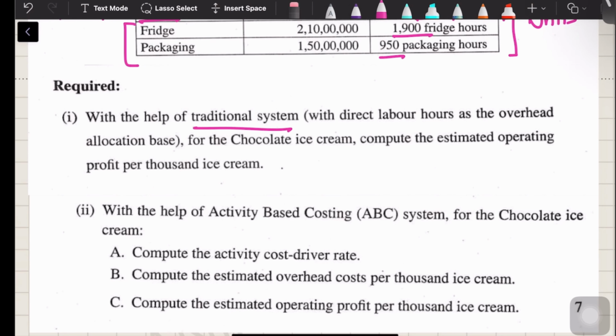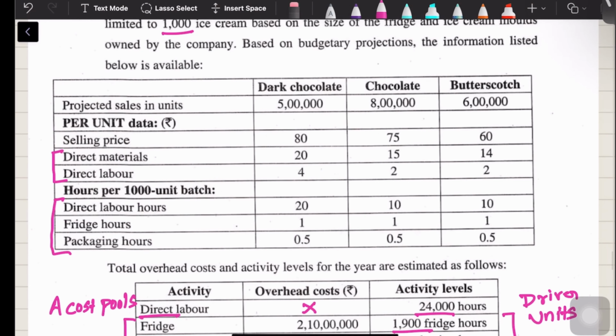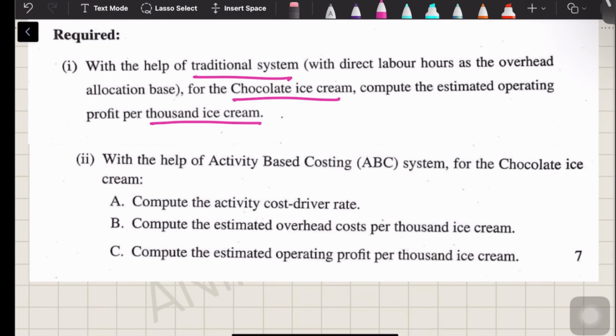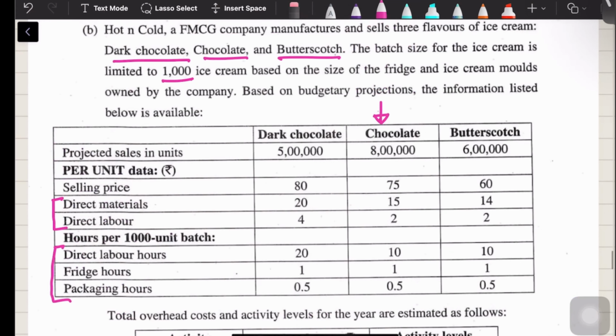So what you have to do, with the help of the traditional system for the chocolate ice cream, compute profit per 1000 ice cream. So there are three parts, you have to only calculate for the chocolate ice cream. Then the second part of the question is the same using ABC.